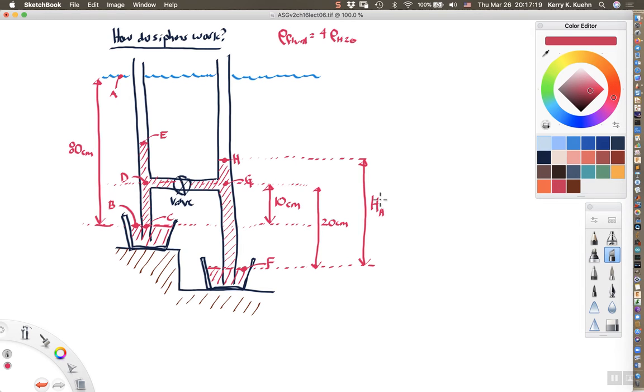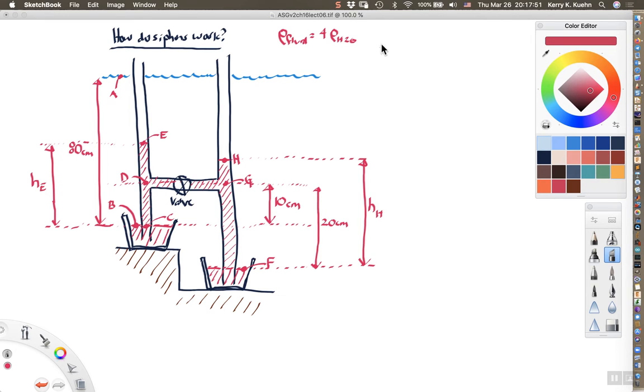The height of point H. Sorry, I'm using two H's there. Actually, let me use a little h to make this a little easier to see. This is the height of point H. And let's draw a line over like this. So this right here is going to be the height of point E.